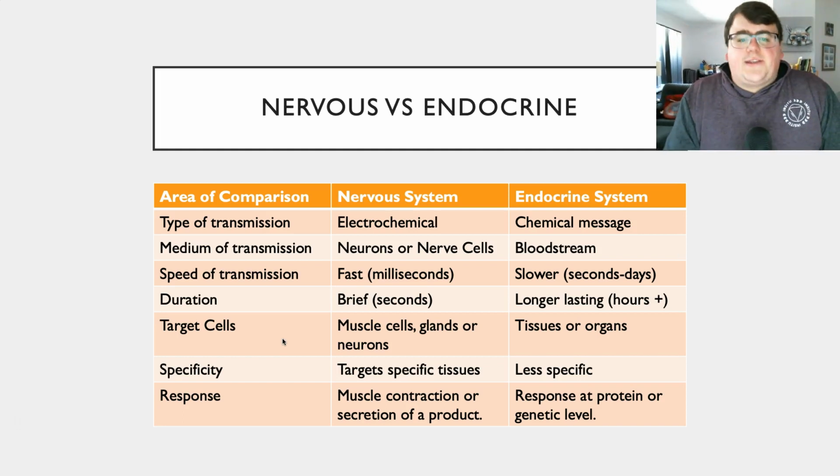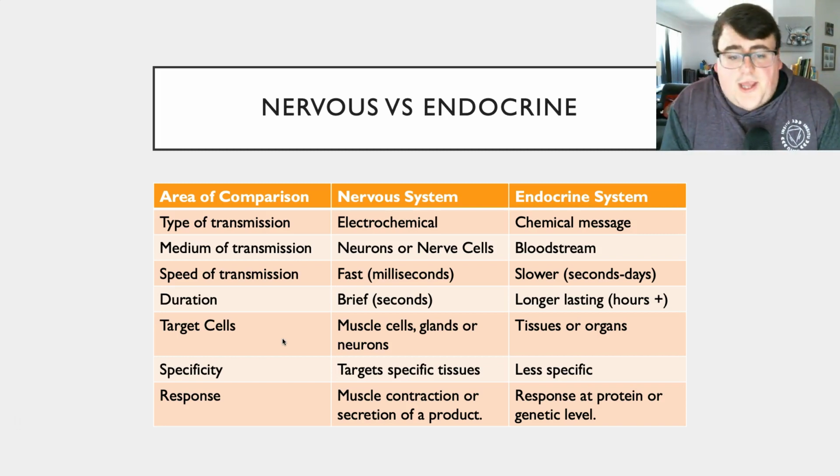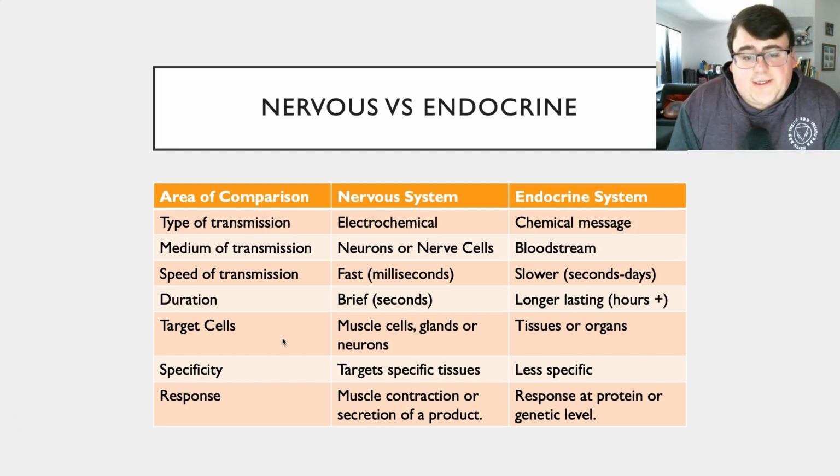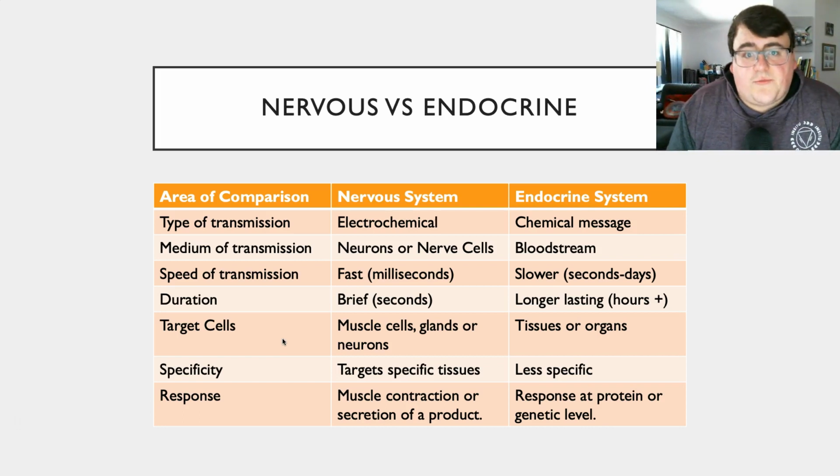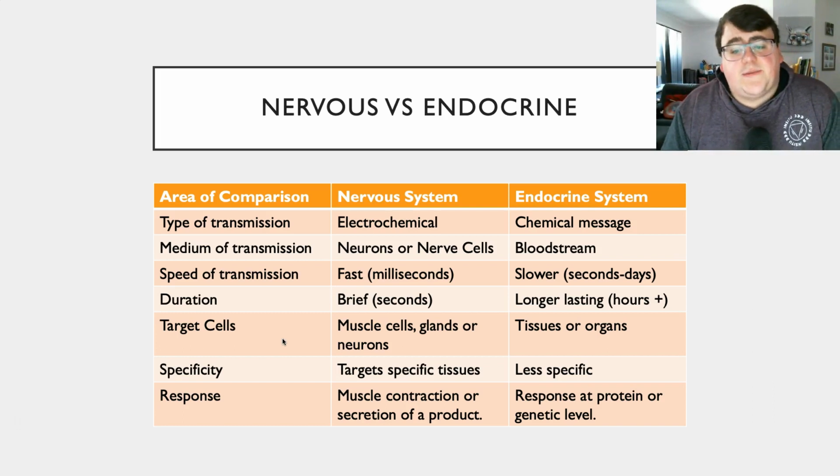Lastly, how does the nervous system compare to the endocrine system? The nervous system sends electrochemical messages, while the endocrine system sends chemical messages. The nervous system sends those electrochemical messages via neurons called nerve cells, whereas the endocrine system sends their messages through the bloodstream. The nervous system is incredibly fast, whereas the endocrine system is very slow, ranging from seconds to a number of days. The duration of the nervous system, though, is very short. It's a very brief response, whereas the endocrine system has a longer lasting effect, upwards of hours.